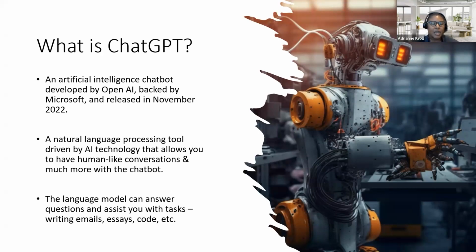So what is ChatGPT? It's an AI chatbot that was developed by a company called OpenAI that is backed by Microsoft. And most of you are familiar with chatbots. We're using these a lot nowadays, like if you're contacting customer service departments or you're browsing a website and a chat feature pops up and asks if you have questions. So we're getting more and more comfortable with chatbots, but this was released in November of 2022. It's a natural language processing tool that's driven by AI and allows you to have a very human-like conversation with the chatbot. And really more than that, it allows you to ask questions. It can assist you with writing emails, your essays, if you're doing coding, so much that the tool can do.